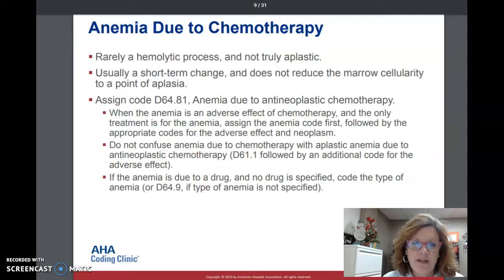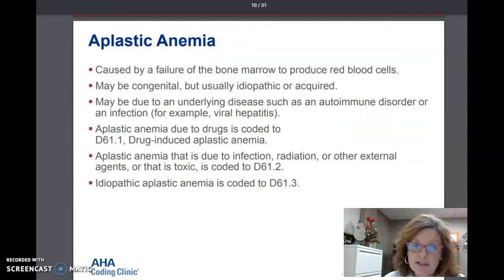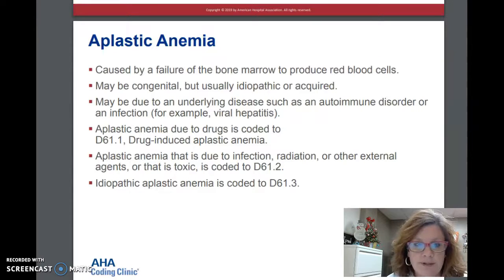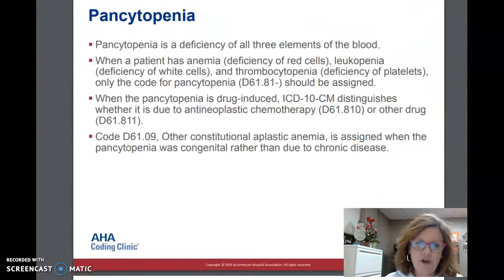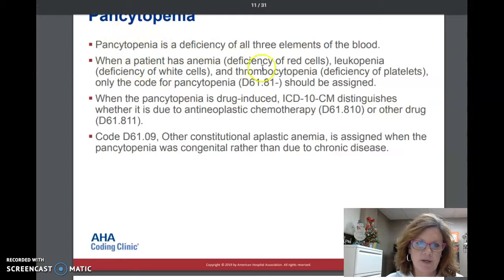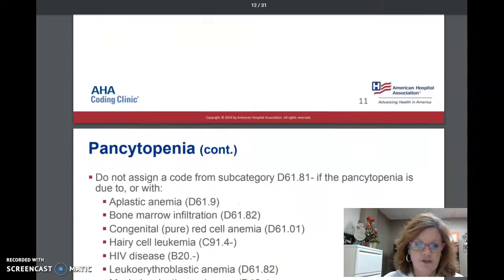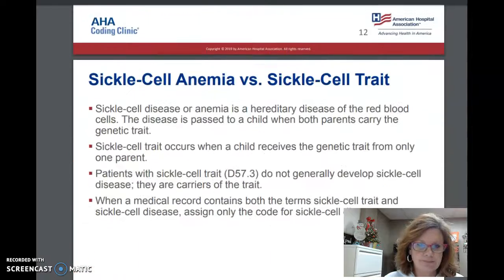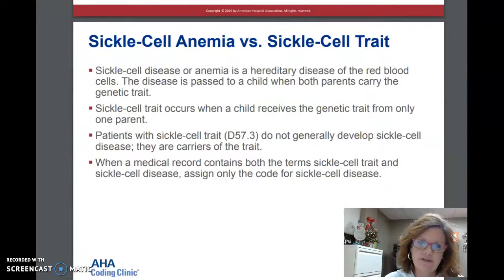Okay, then you have anemia due to chemotherapy. And with that, we do have a D code for that. Aplastic anemia, that is the failure of the bone marrow itself to produce red blood cells. So the biggest thing here in the blood section is to know what type of anemia and to code out the specific type. I talked about the pancytopenia at the beginning of the lecture. Verify the difference between sickle cell anemia and sickle cell trait.